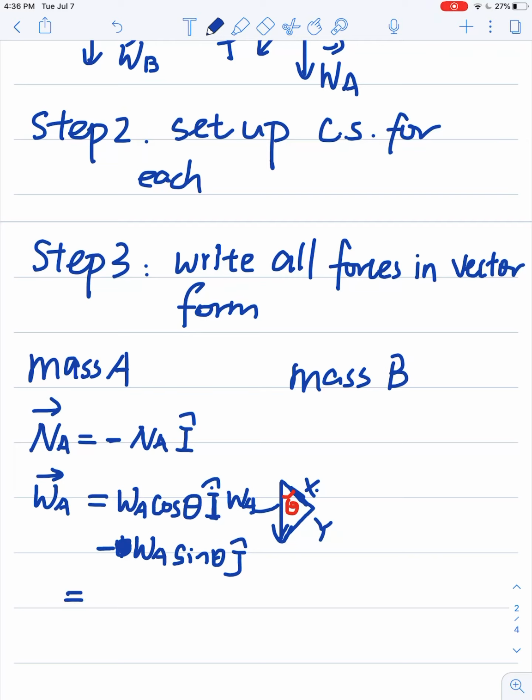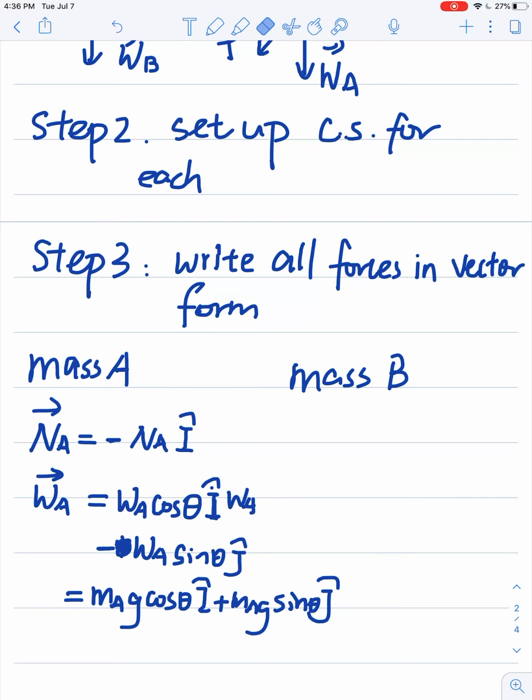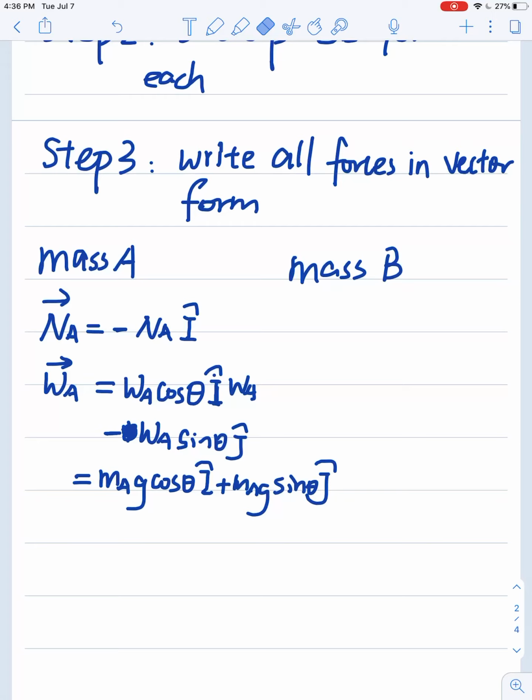further simplify this by writing, replace WA with MA G cosine theta I plus MA G sine theta J, with the negative sign on the J component. Okay, let me raise the sketch here. Okay, now we have the vector form for WA, but we have more forces we want to deal with.